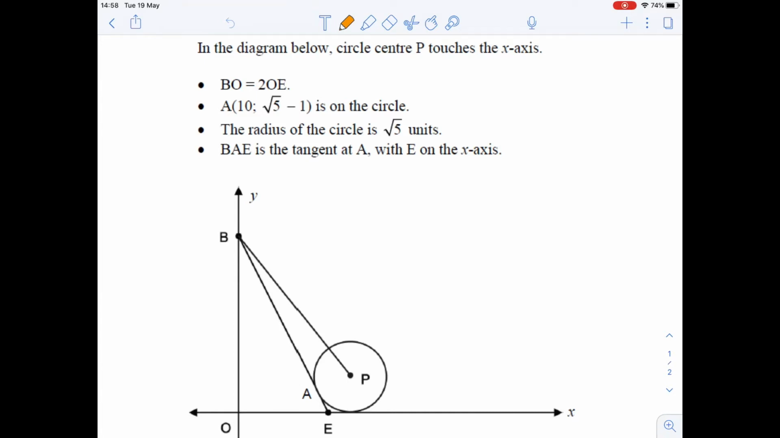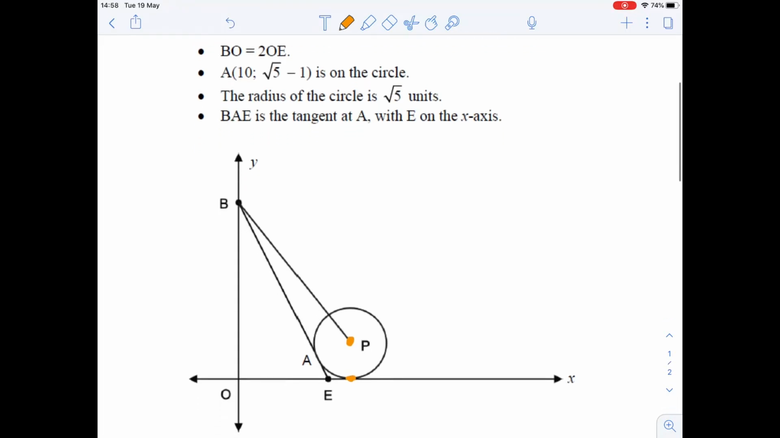We talk about in the diagram below, circle center P touches the x-axis. So there we go, it touches the x-axis over there. We also have that BO, this length here, is going to be 2 times OE, so it's double its length. So let's call it something so that stands out. If that's length x, then this length is going to be 2x. It's going to be double in length.